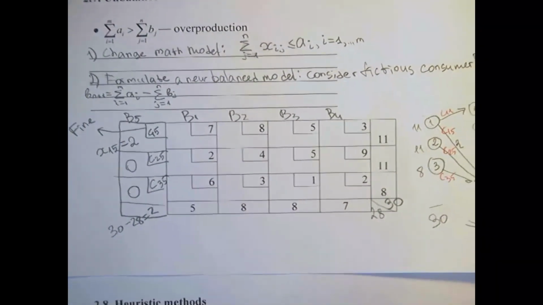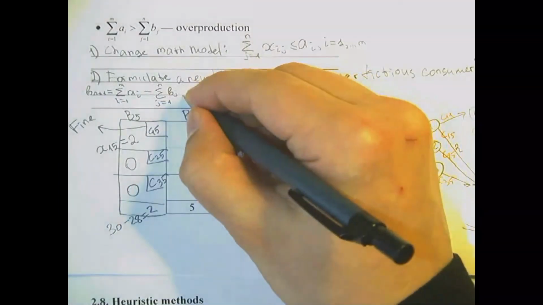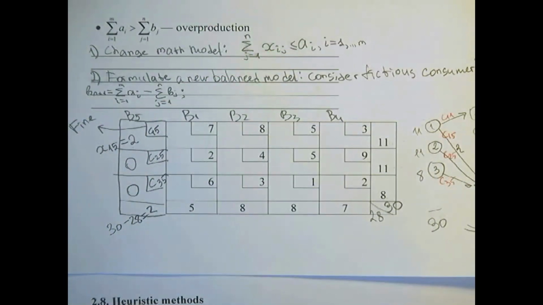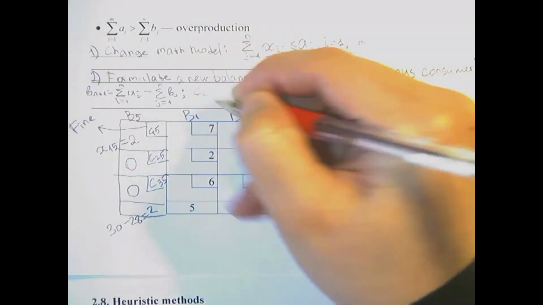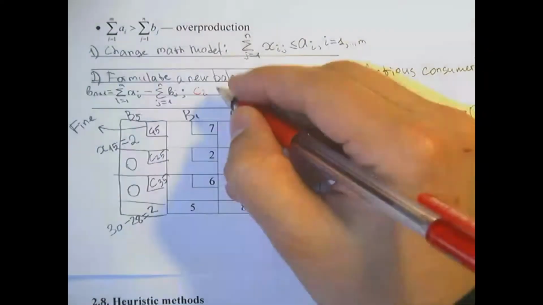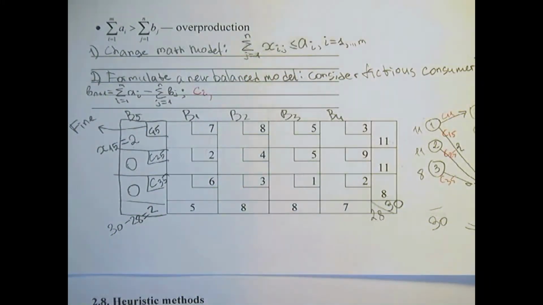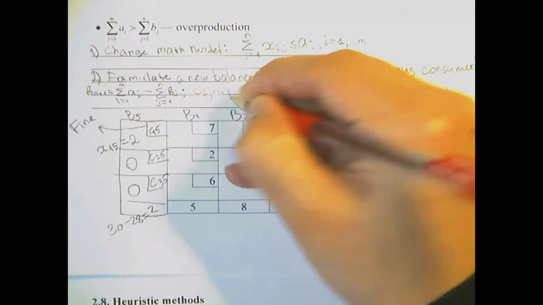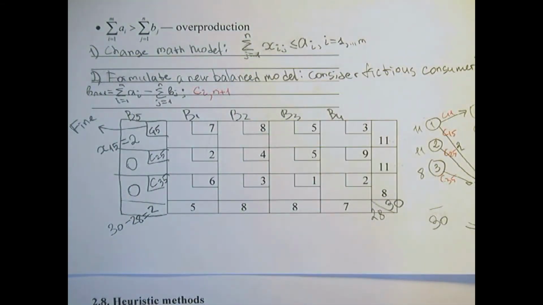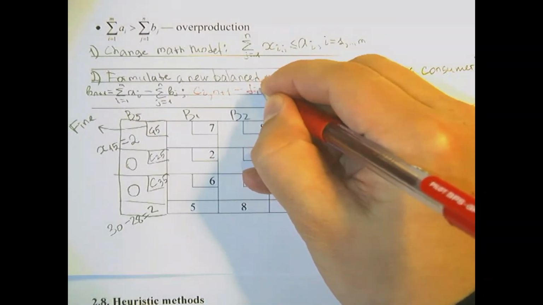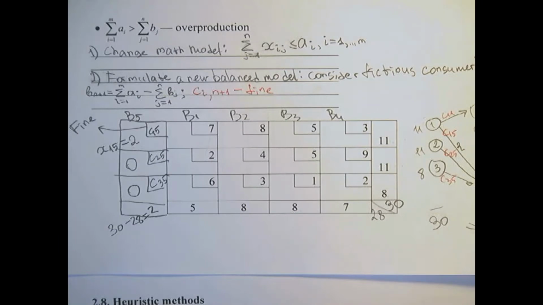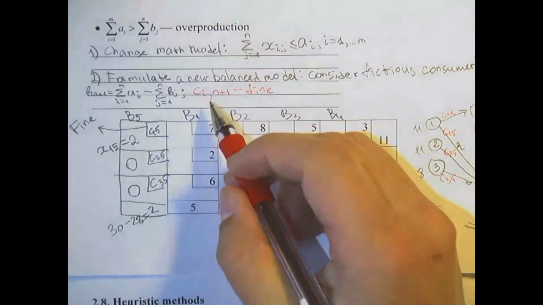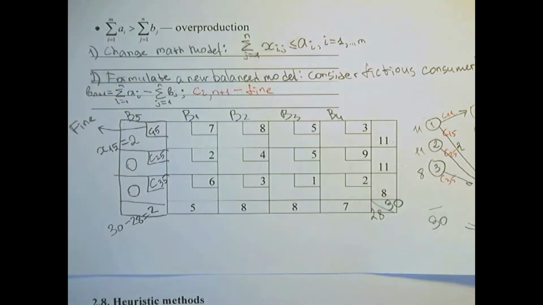And we also should consider the fictitious cost. Fictitious cost is C from the supplier number I to the customer number N plus 1, to the fictitious customer. And it is the fine or penalty for leaving 1 extra unit of our product at the place of the supplier number I.